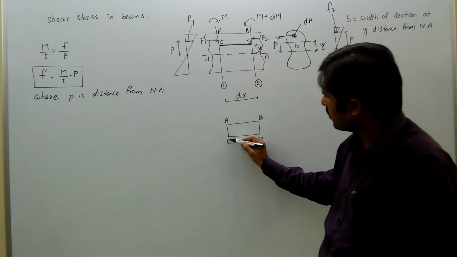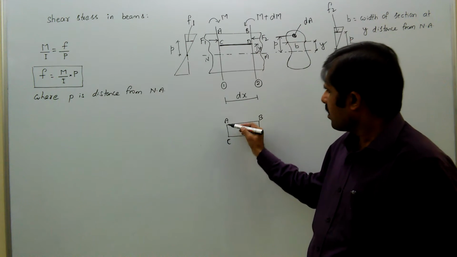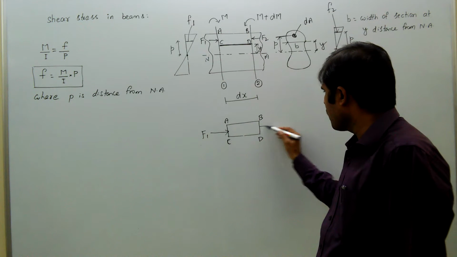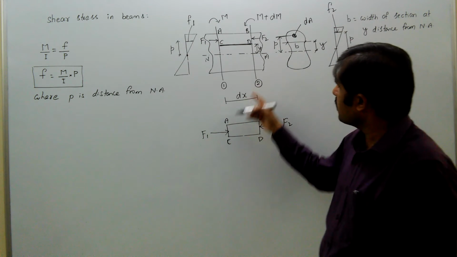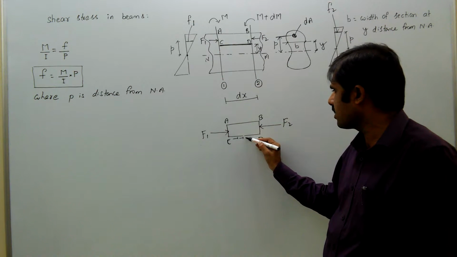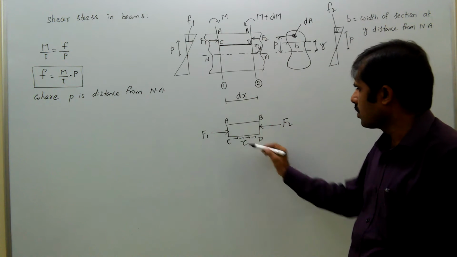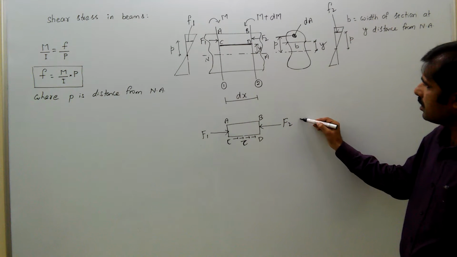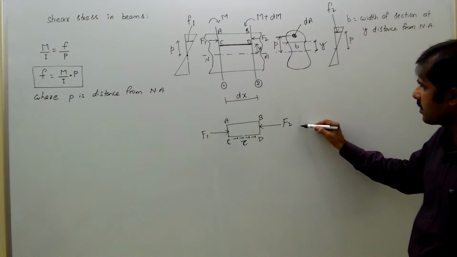On this element, AB is a stress-free face. There is no stress on AB. But on AC there is a net force F1, and on BD there is also a net force F2. Suppose this F2 is more than F1, then the balance will be provided by the shear stress at this area CD. This is the shear stress tau. The cross section is like this.